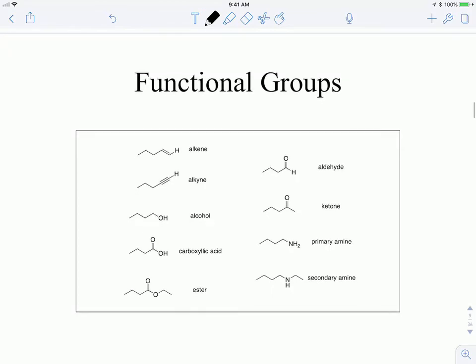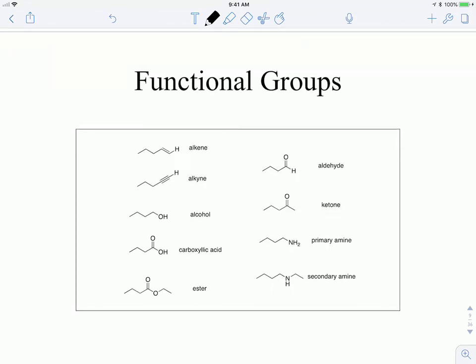All right, so these are the functional groups that I want you to get familiar with that we're going to be able to identify by infrared spectroscopy. Many of these we've already talked about in class. Alkene has a carbon-carbon double bond. Alkyne, carbon-carbon triple bond. Alcohol contains an OH group.